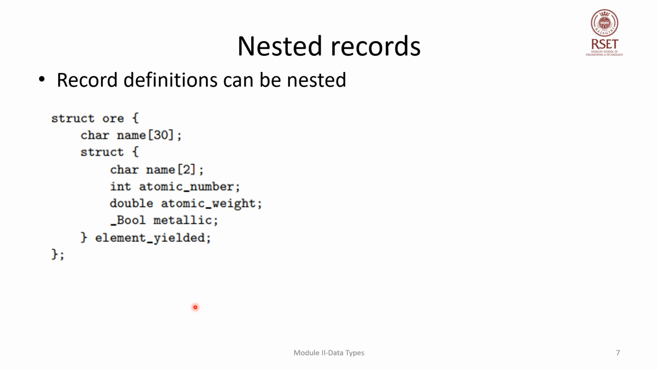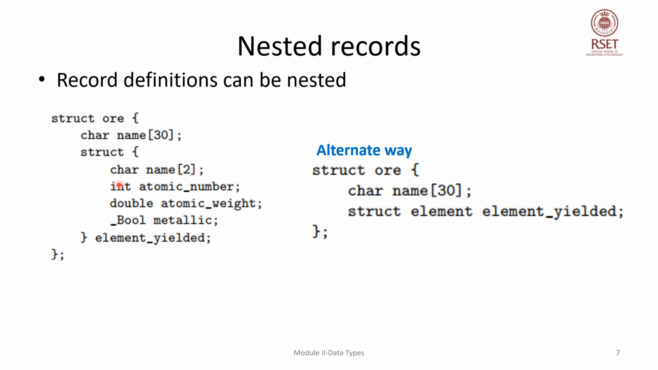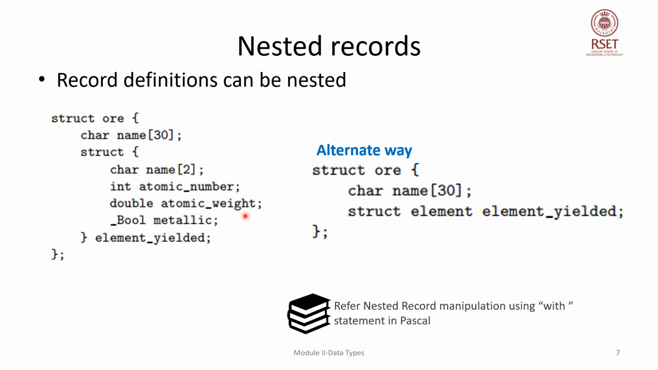An advancement to records: a nested record. The structure OR contains the member name with another member as a structure of element type, element yielded. It has 4 members as such. So it is a structure or a record within another record. There is another alternate way of stating this. Char name 30 and struct element can be declared earlier than struct OR, and you can create an object of it. And for further reference, you can see the use of the with statement in Pascal for the use of nested records.